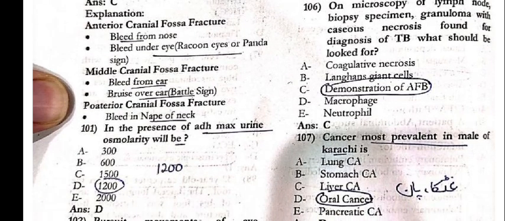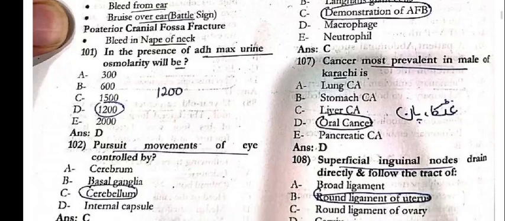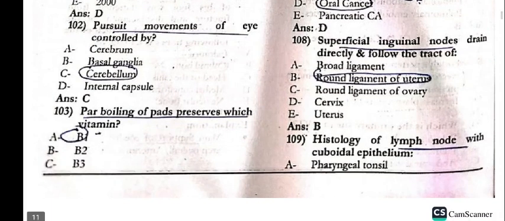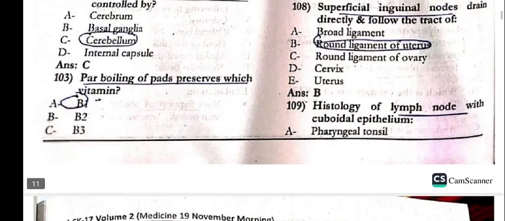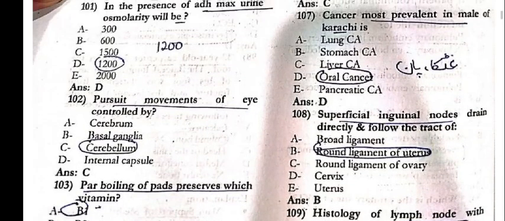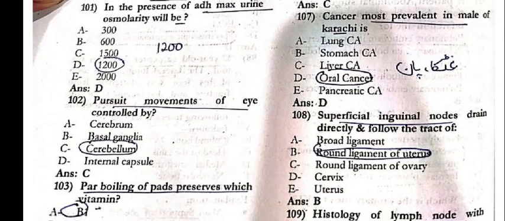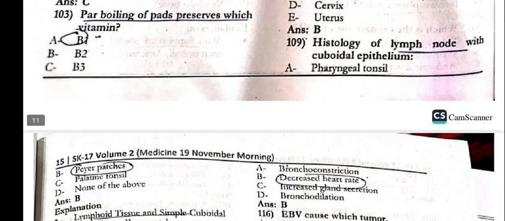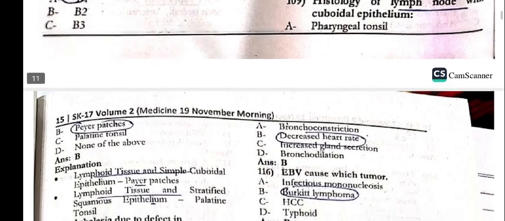What should we be looking for? The demonstration of AFB. The cancer most prevalent in males of Karachi is oral cancer. The superficial inguinal nodes drain structures that follow the tract of the round ligament of the uterus. Basically, in the last one you have to link Karachi with paan and things like that, and that is the association of oral cancer. Next, 109, the histology of the lymph node with cuboidal epithelium is Peyer's patches.